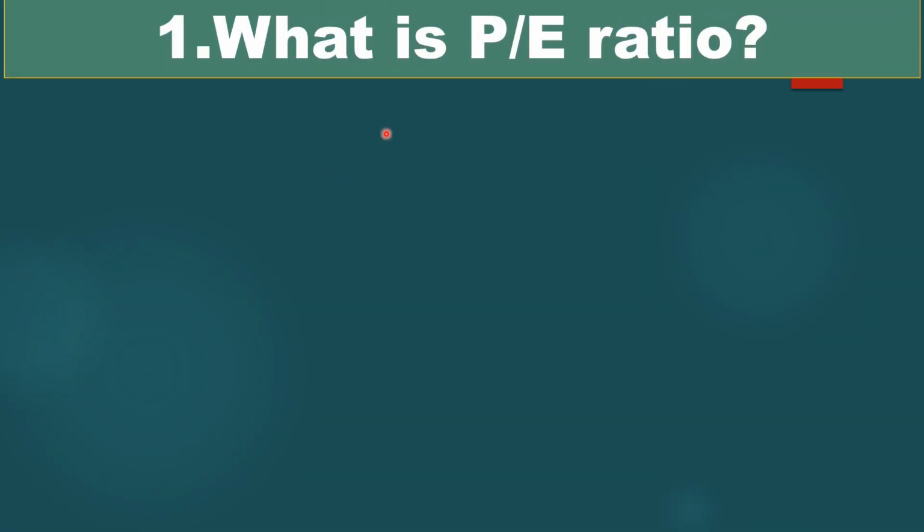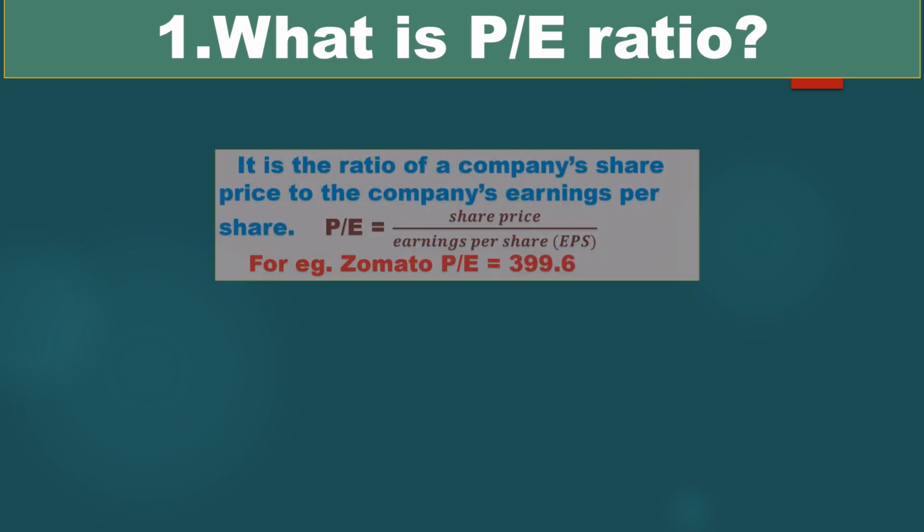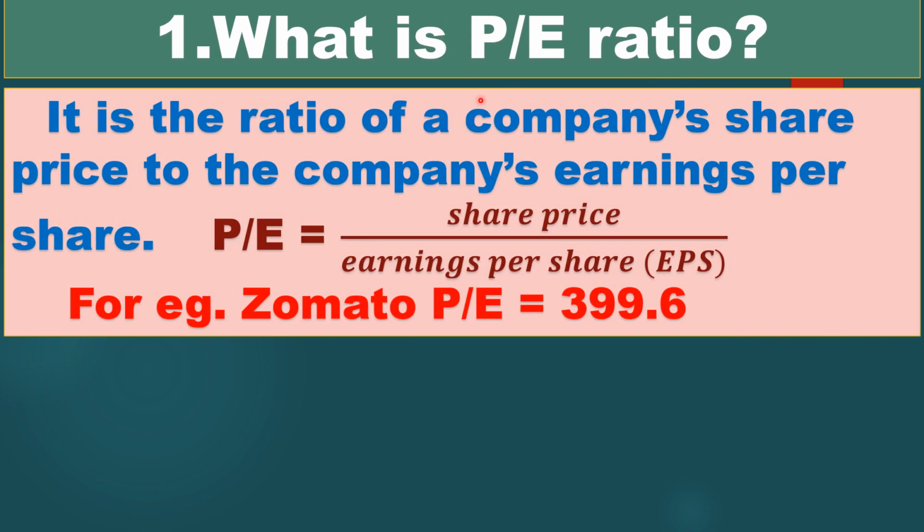Okay, let us see what is PE ratio. What does P stand for? The company's share price, the stock price of the company. What does E stand for? Earnings per share. How much earnings the company has earned per share. So it is defined as the ratio of a company's stock price to the company's earnings per share. It is given by this formula: P by E equals share price divided by earnings per share.